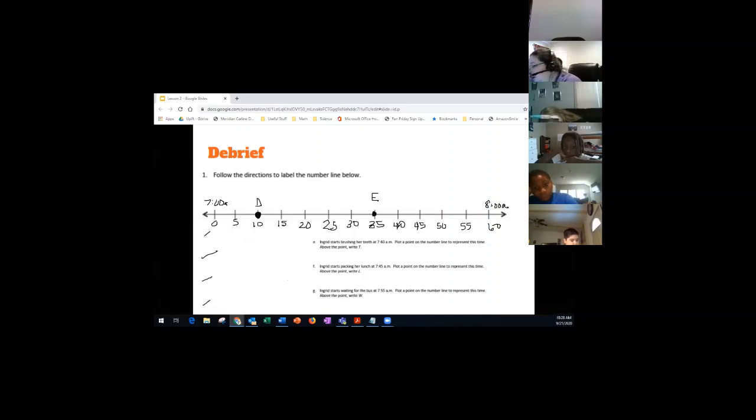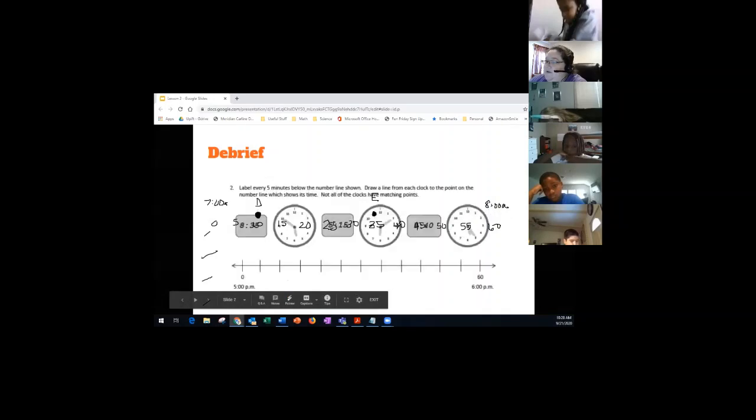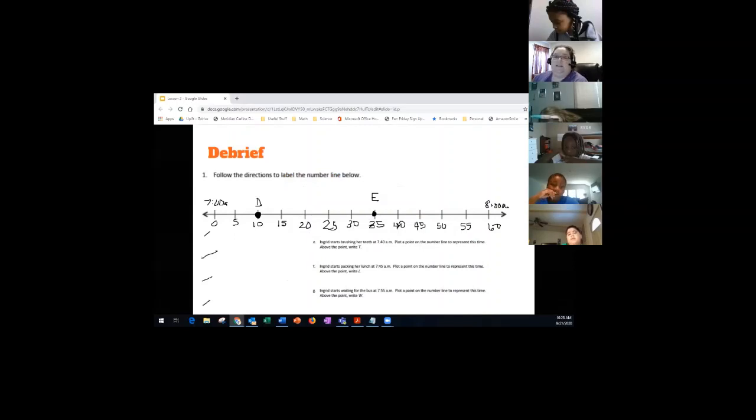All right, letter E says Ingrid starts brushing her teeth at 7:40 a.m. Plot a point on the number line to represent this time. Above the point, write T. All right, so I'm going to plot my point for my teeth at 7:40. So I'm going to plot it right here. And I'm going to write a T above it right here.